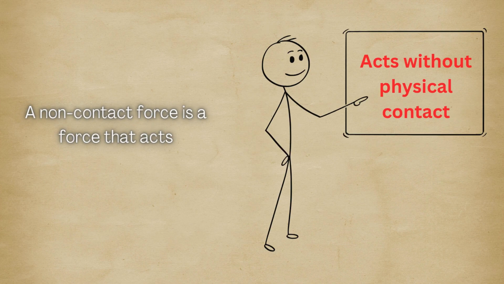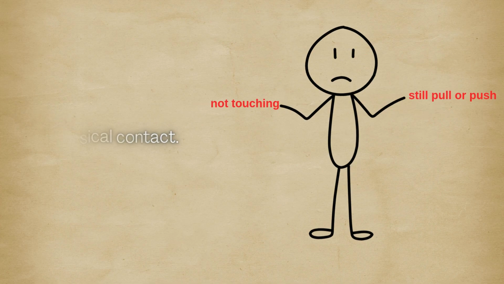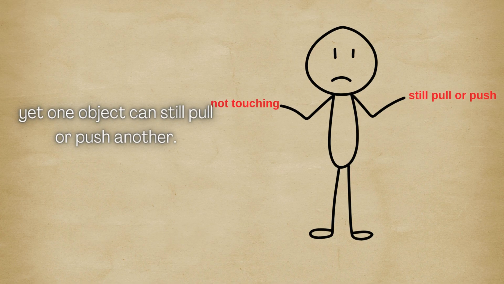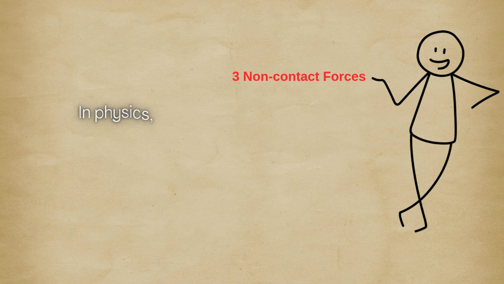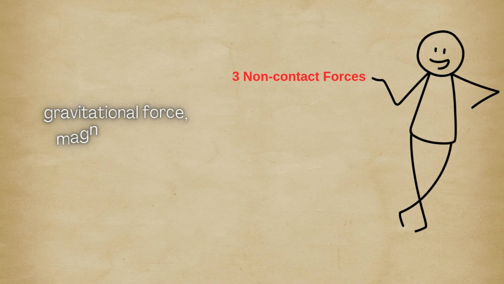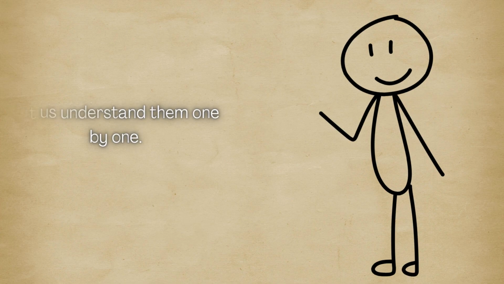A non-contact force is a force that acts on an object without direct physical contact. In simple words, the objects are not touching, yet one object can still pull or push another. In physics, there are three main non-contact forces: gravitational force, magnetic force, and electrostatic force. Let us understand them one by one.